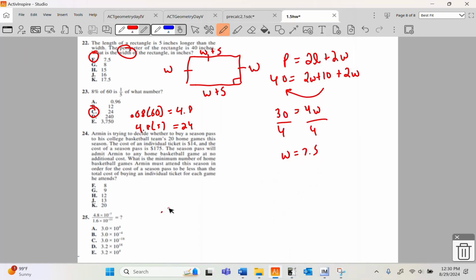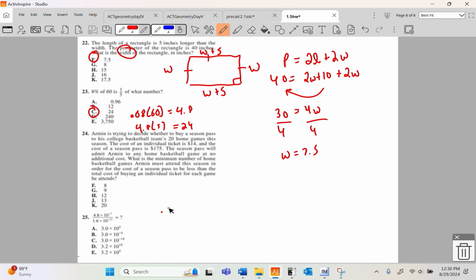Armin is trying to decide whether to buy a season pass to his college basketball team's 20 home games this season. The cost of an individual ticket is $14 and the cost of a season pass is $175. The season pass will admit Armin to any home basketball game at no additional cost. What is the minimum number of home basketball games Armin must attend this season in order for the cost of a season pass to be less than the total cost of buying an individual ticket for each game?